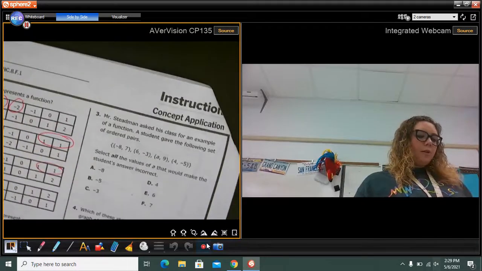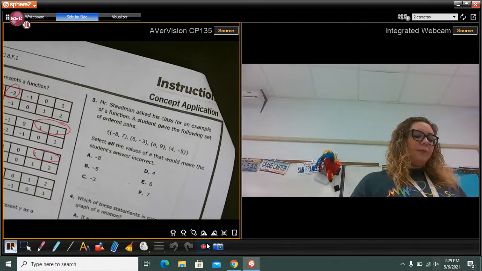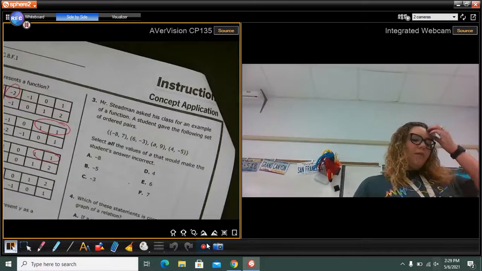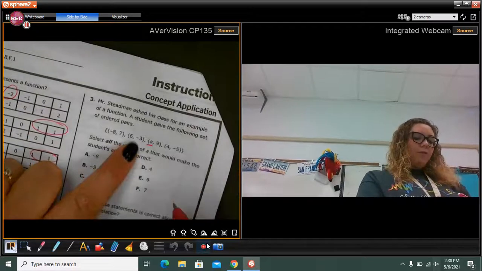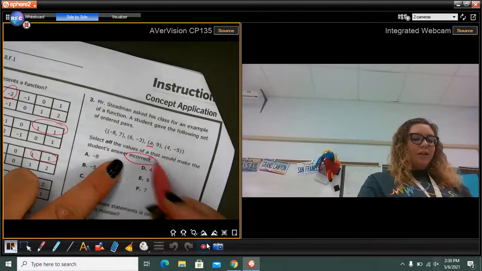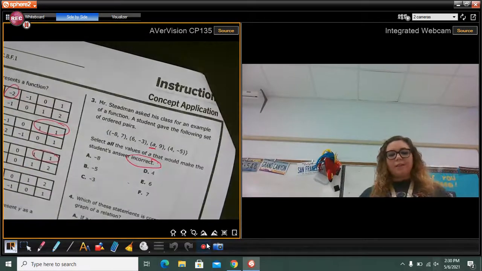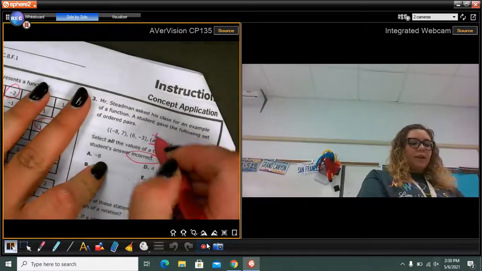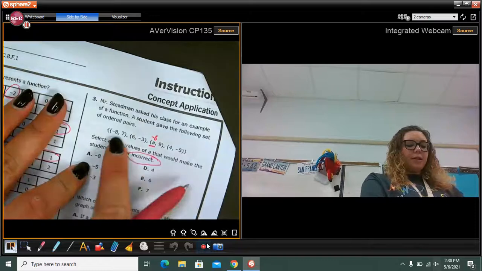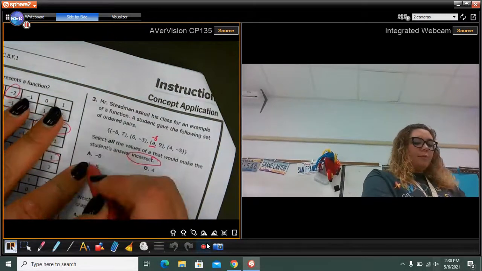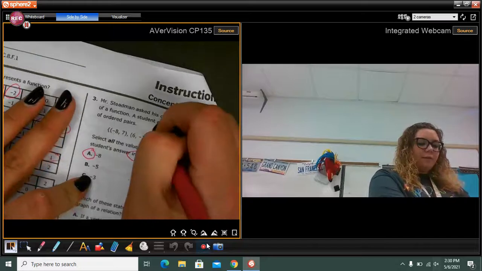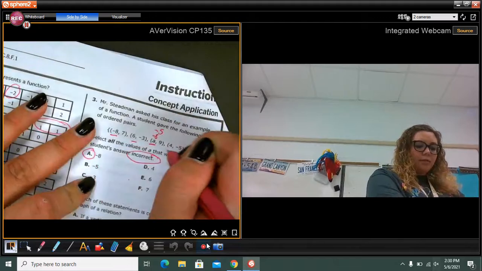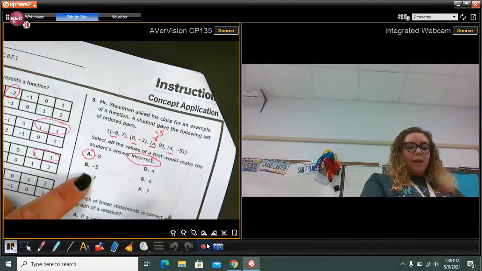Number 3. Mr. Stayman asked his class for an example of a function. A student gave the following set of ordered pairs. Select all the values of A that would make the student's answer incorrect. Okay, so we're looking for repeating x values. So if I put -8 in for A, is there another negative 8 as an x value? Yes. Okay? So this would make it wrong. If I plug in the negative 5, is there another negative 5 for my x values? Because we're just looking at my x values. No. Okay, that would make it a function.